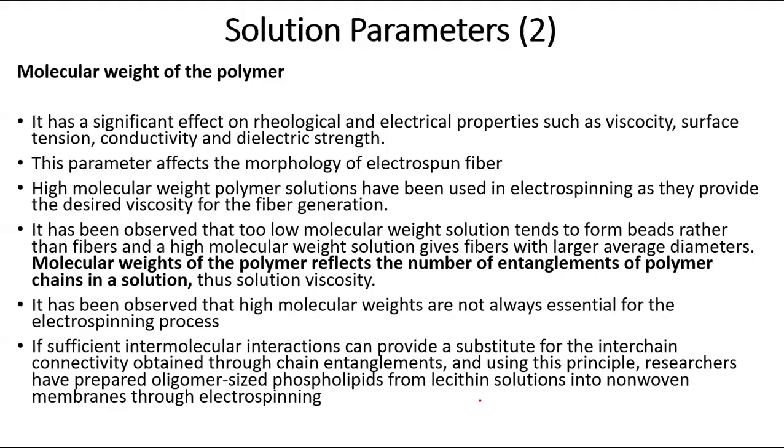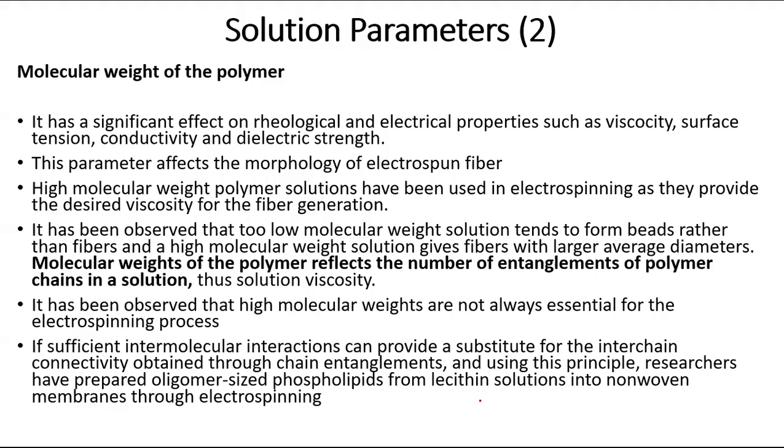Polymer solutions of suitable molecular weight are used in electrospinning as they provide the desired viscosity for the fiber generation. It's been observed that if you do have too low molecular weight, then beads tend to form because there is no continuity. If you do have a high molecular weight, it gives you a large average diameter because the higher molecular weight increases the viscosity. The molecular weight of the polymer reflects the number of entanglements of polymer chains in a solution. If there are more entanglements, the viscosity is very high. Therefore it will lead to a large average diameter of the spun fiber.